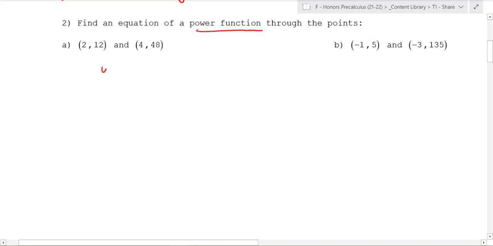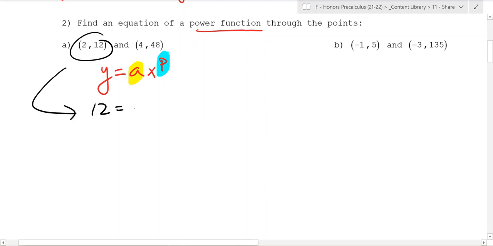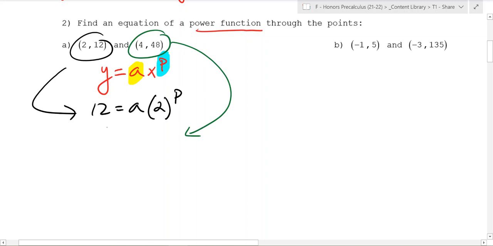So if we're given 2 points, how do we go about finding the equation of a power function? First, write down the general form, which is a times x to the p. To solve this, we need to find the value for a, and we need to find the value for p. Well, we have 2 points, so let's plug them in. For (2, 12), we know that 12 would equal a times 2 to the p power. And for this second one, we would know that 48 is equal to a times 4 to the p power. We're still trying to solve for those two variables.